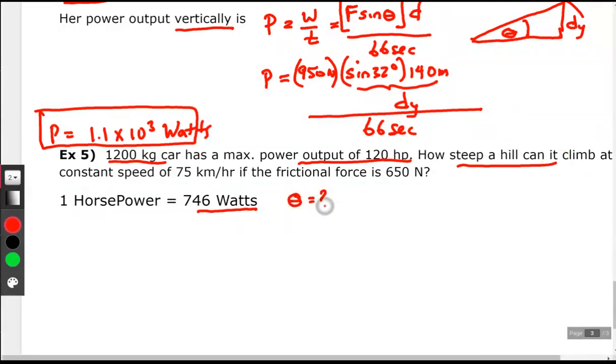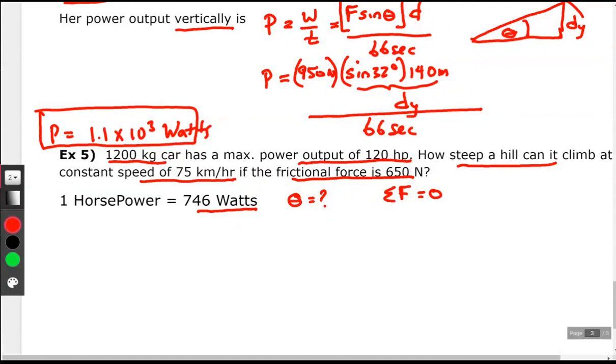How steep can it climb at a constant speed of 75 kilometers per hour if the frictional force is this? All right, constant speed. Right away, I know what to do with that. Constant speed, the net force is zero. So let's see, 120 maximum out. How steep can this truck climb at that speed if the frictional force is 650?